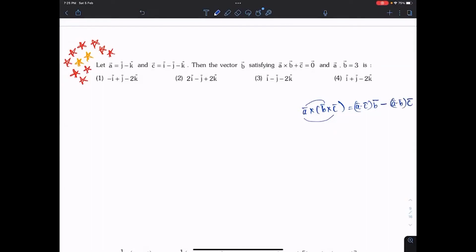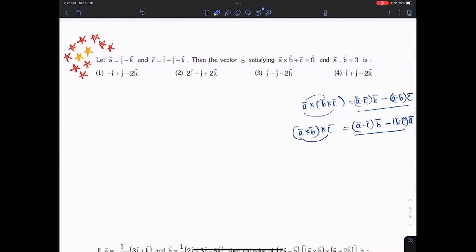Okay. If you have A bar cross B bar cross C bar, same funda. First outer dot product. What is the outer dot product? A bar dot C bar into inside vector, that is B bar, minus inner dot product, that is B bar dot C bar into the remaining vector, that is A bar. That's all. Okay. You see, both are not same. They both are different. Fine.